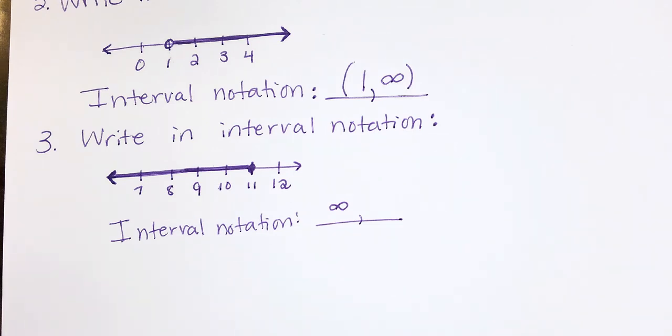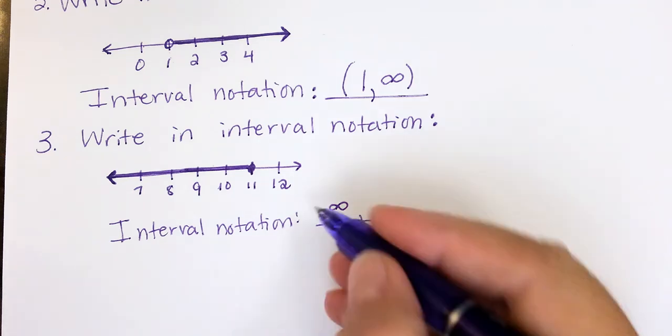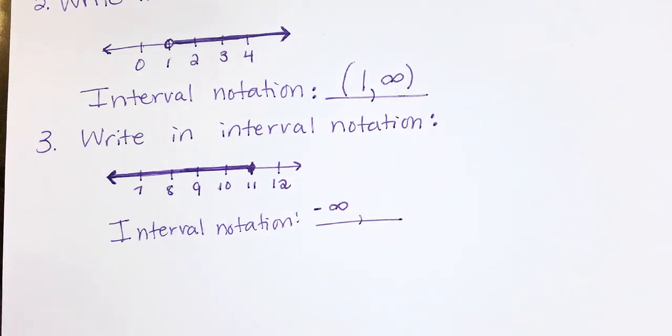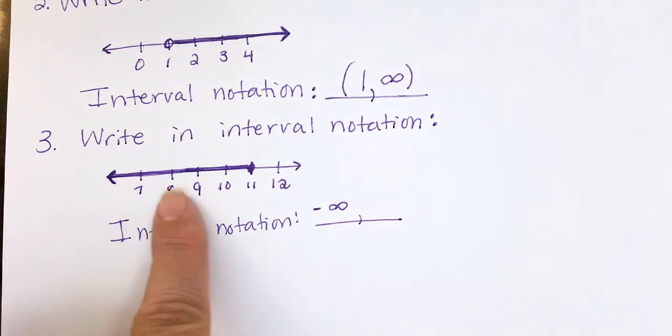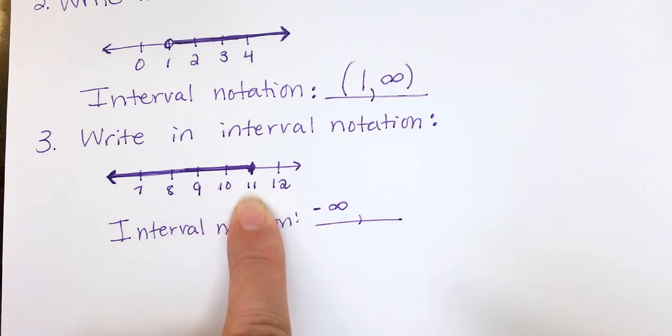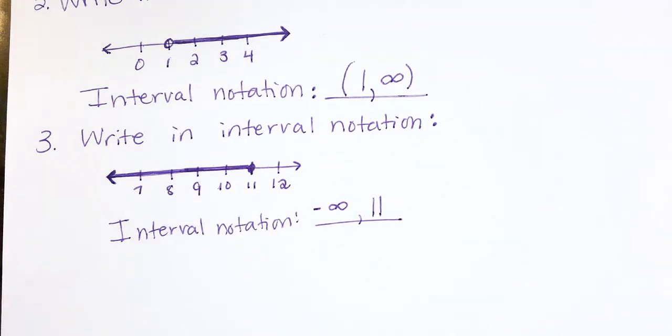And that's really important because with infinity, we want to give a direction. We want to know, are we going to the positive infinity side or the negative infinity side? On this one, we're going to the left. That will eventually get to the negative numbers. So we want to say this is negative infinity. Where does this graph end on the right-hand side? If it goes from negative infinity, where does it stop? It stops at 11. So that will be our end number. Are we including 11 in the interval? Yes, because this is a closed circle.